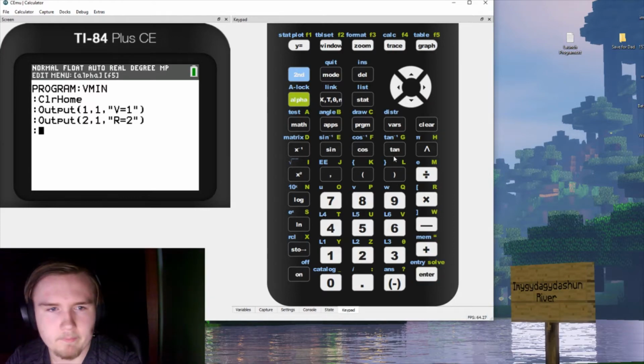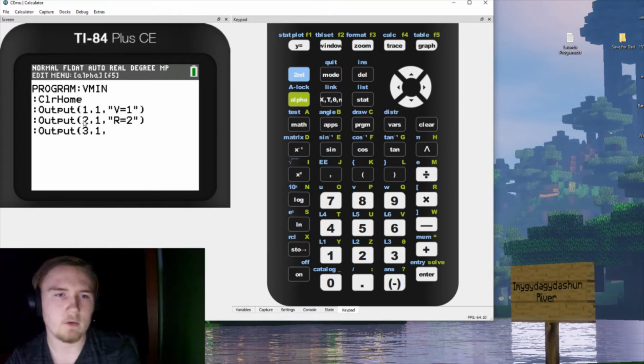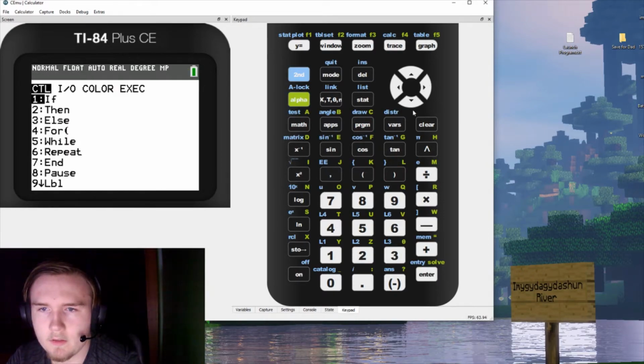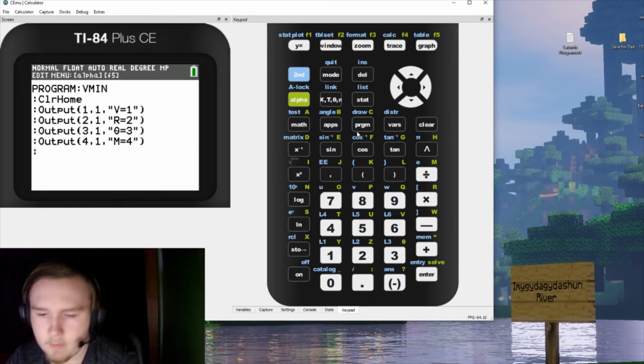Close that parenthesis. Then you're going to output at 3, 1, and again for non-color calculator people, that would be 2, 3, 4, and 5. You're going to want to say theta equals 3, close that, and one last one. You're going to say at 4, 1, that M equals 4, and close that. That'd be 5, 1 if you were not on the color calculator.